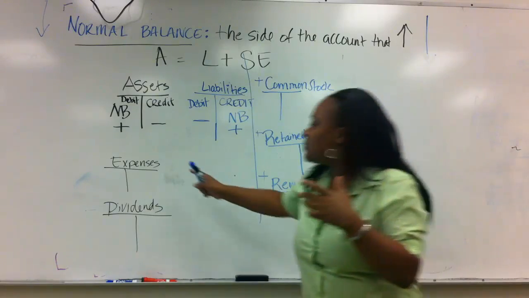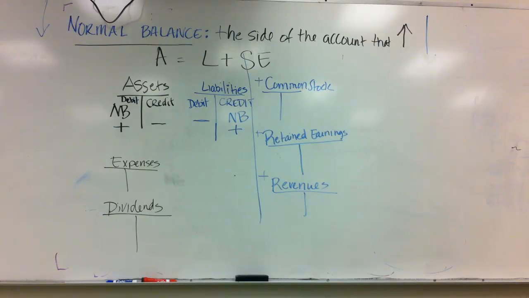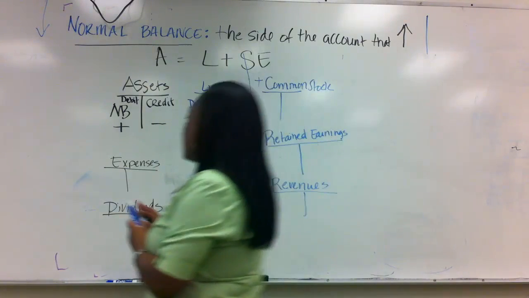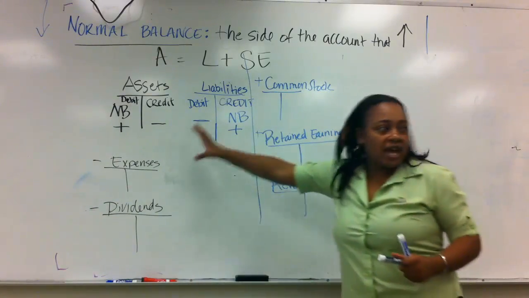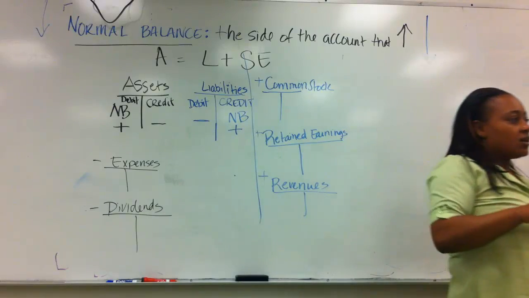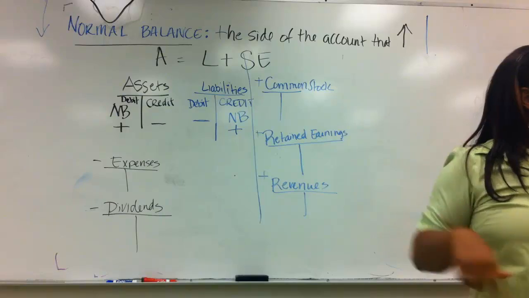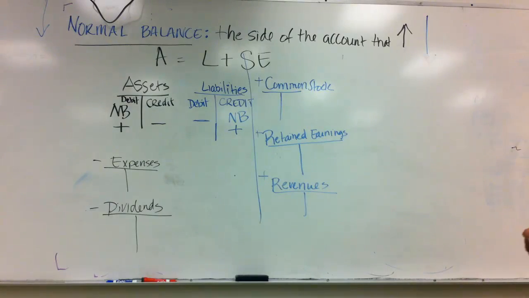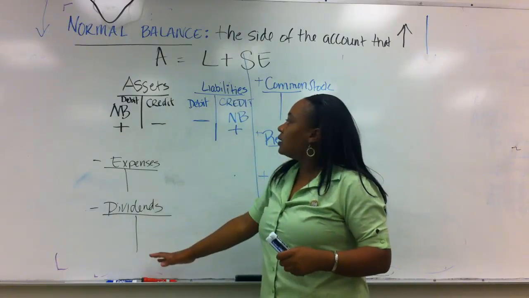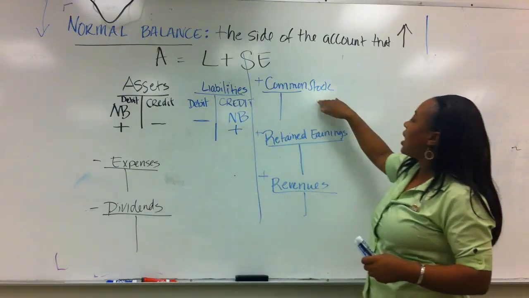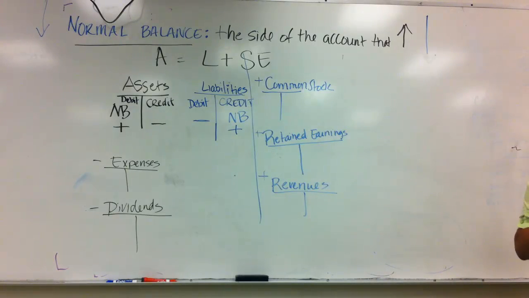Now on the flip side, expenses and dividends, what did they do to my stockholders' equity? Decreased it. So there was an inverse relationship. So because these two have negatives or cause our stockholders' equity to decrease, we actually put them on the opposite side because of that inverse relationship. So we have assets, expenses, dividends on the left side, liabilities, common stock, retained earnings, and revenues on the right.